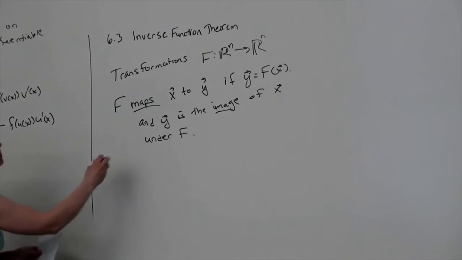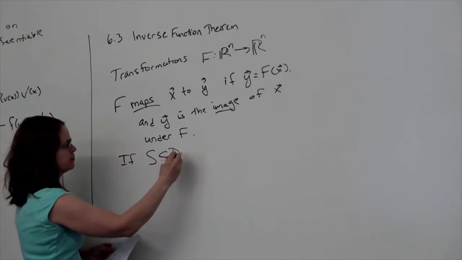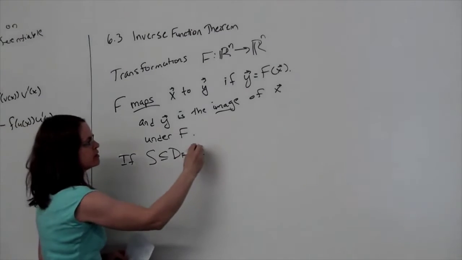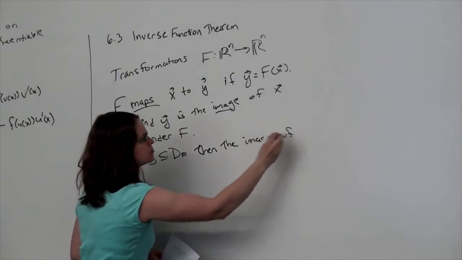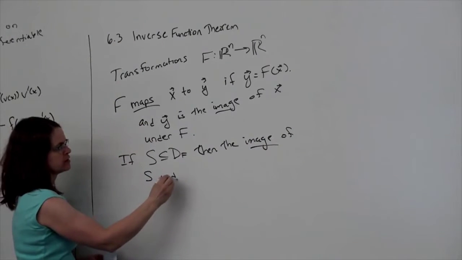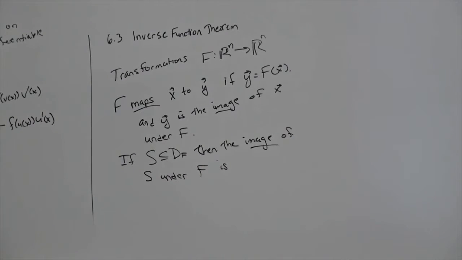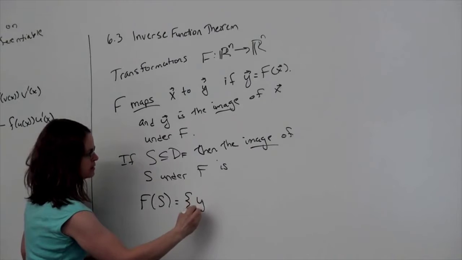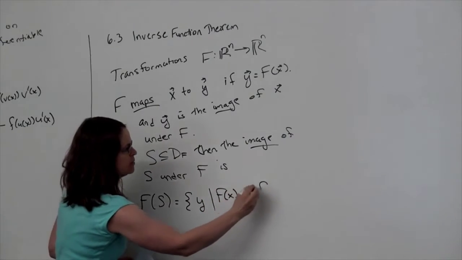So if we happen to have a set S that is contained in the domain, then the image of S under F is just going to be the set of all values that this function can reach. So we're going to write F of S is going to be the set of all y such that f of x is equal to y for some x.